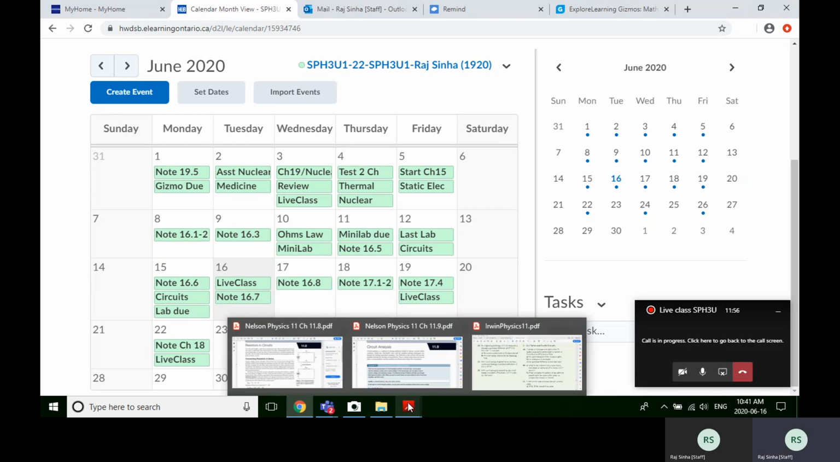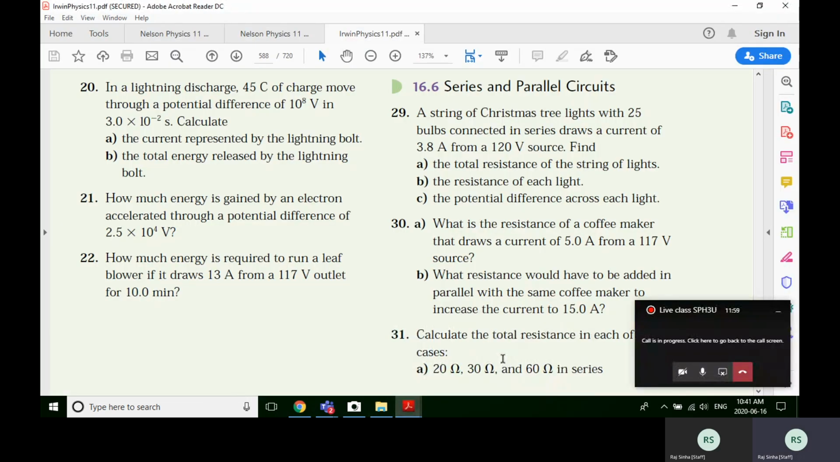Let's go back to our book. I'm going to start with some of the questions from here. Question 29 says I've got a string of lights that has 25 bulbs in series, which draws a current of 3.8 amps from a 120 volt source.